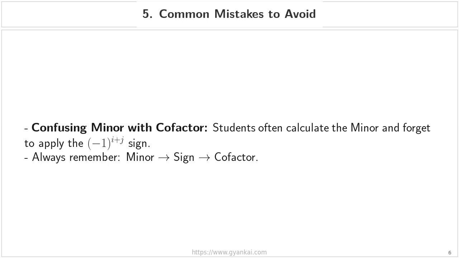To prevent this, I want you to adopt a specific mental workflow. Always follow this sequence. First, find the minor. Second, determine the sign. And third, arrive at your cofactor. If you skip that middle step of checking the sign, your result will be incorrect.